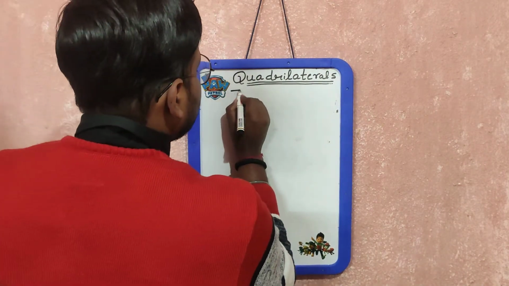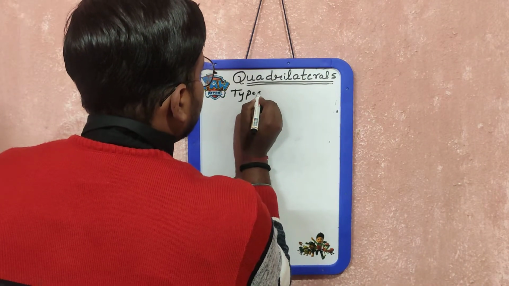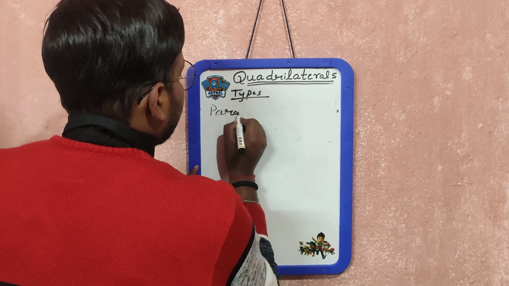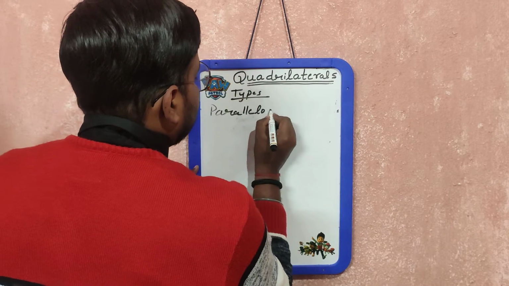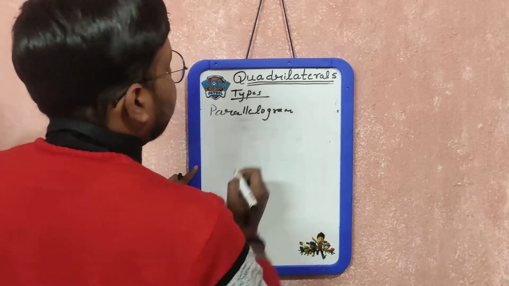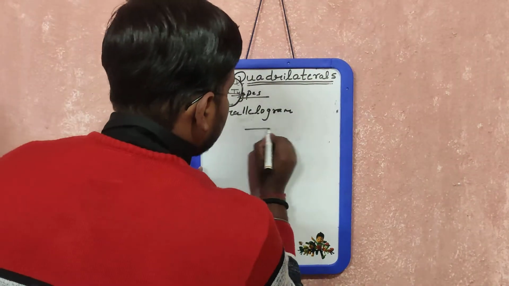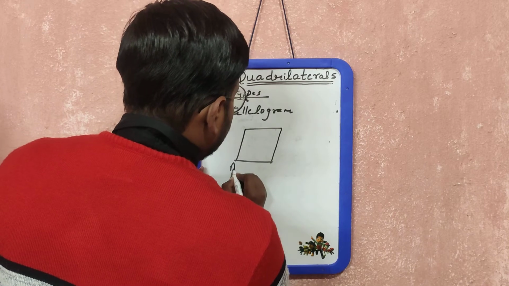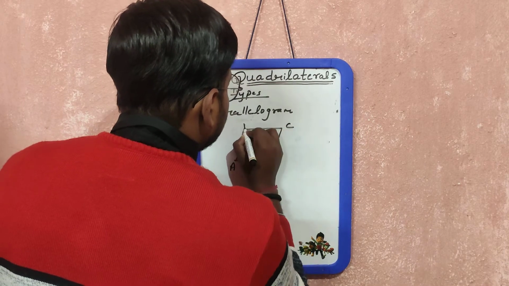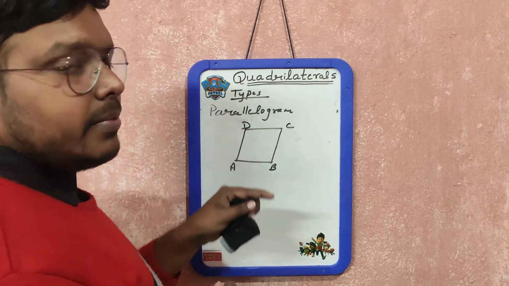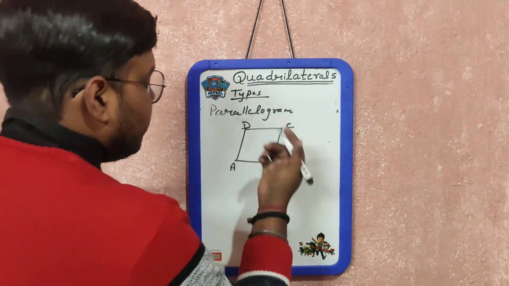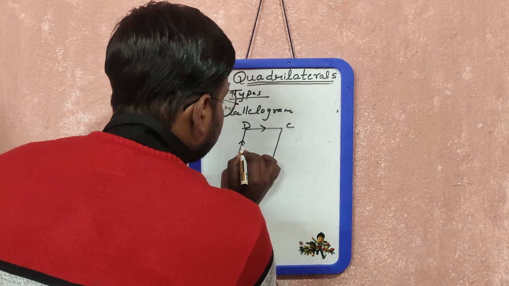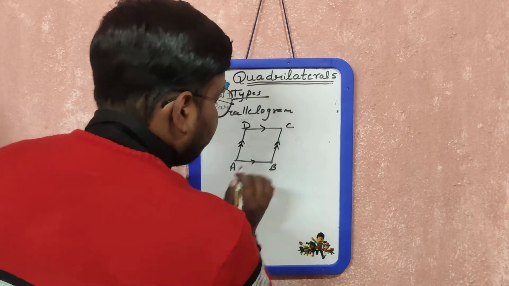So here we start with types of quadrilateral. The first one is parallelogram. Starting with the diagram, here we see ABCD. ABCD is a parallelogram. In a parallelogram, opposite sides are parallel to each other.